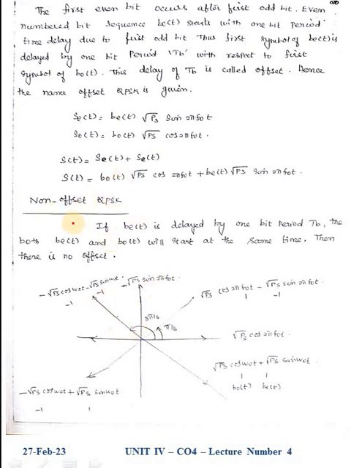generated without offset. So to reduce this offset null, the even bit stream is delayed by 1 bit period TB. Then both even as well as odd bits will start at the same time. In that way we can reduce the offset null. So there won't be any offset when we delay the even signal.